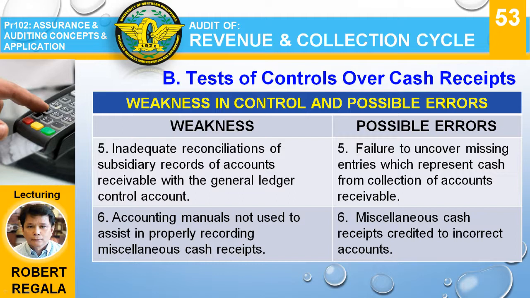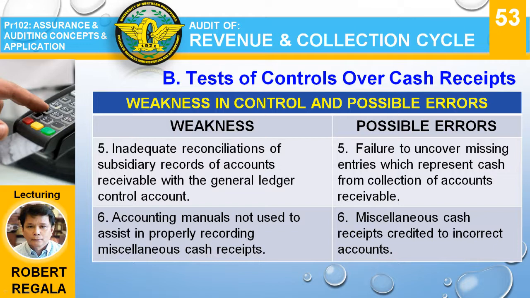Number 6 weakness, accounting manuals not used to assist in properly recording miscellaneous cash receipts. This could lead to miscellaneous cash receipts credited to incorrect accounts, for example, collection of rent income recorded as sale of merchandise.